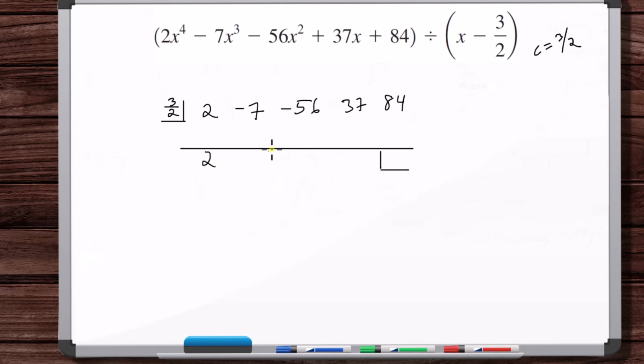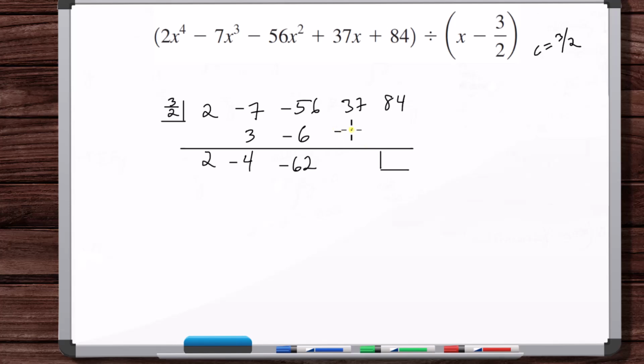Bring down the 2. 2 times 3/2 is positive 3. Minus 7 plus 3 is minus 4. Minus 4 times 3/2 is minus 6. Minus 56 minus 6 is minus 62. Minus 62 times 3/2. So 62 divided by 2 is 31. 31 times 3 is 93.